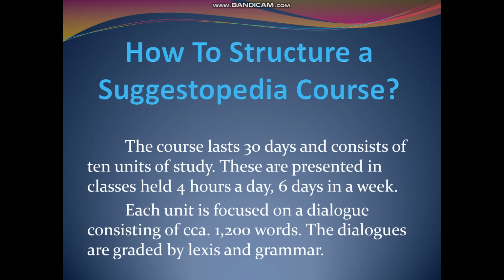How to structure a Suggestopedia course. The course lasts 30 days and consists of 10 units of study. These are presented in classes held 4 hours a day, 6 days in a week, and each unit is focused on a dialogue consisting of 1,200 words. Dialogues are graded by lexis and grammar.